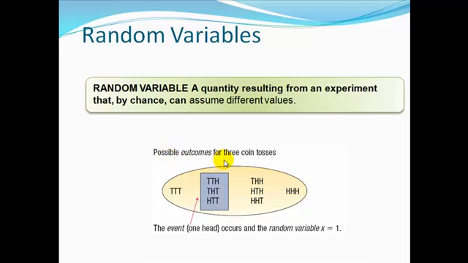So for all the possible outcomes of 3 coin tosses, the event of 1 head face up occurs and the random variable X equals 1. It means we count when the number of heads facing up is 1. That kind of probability.